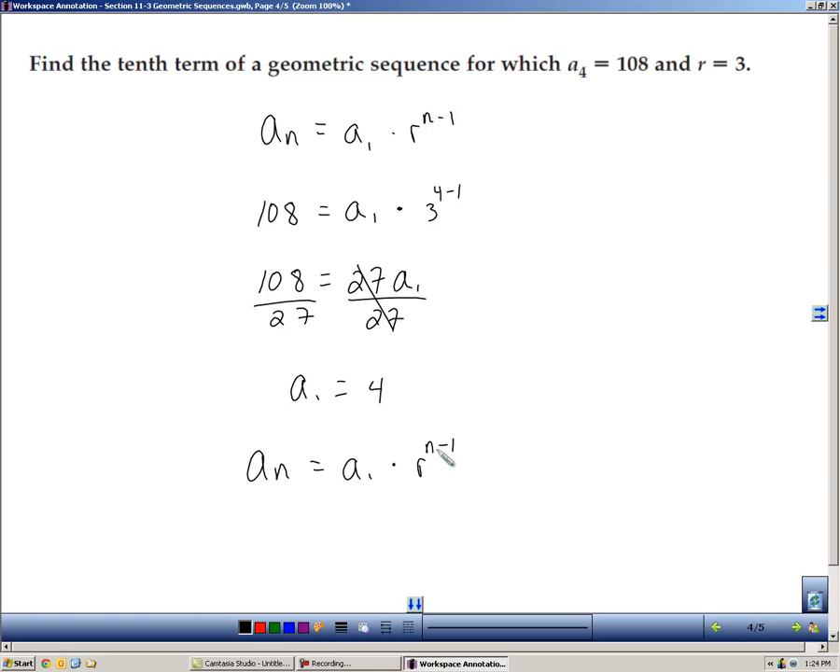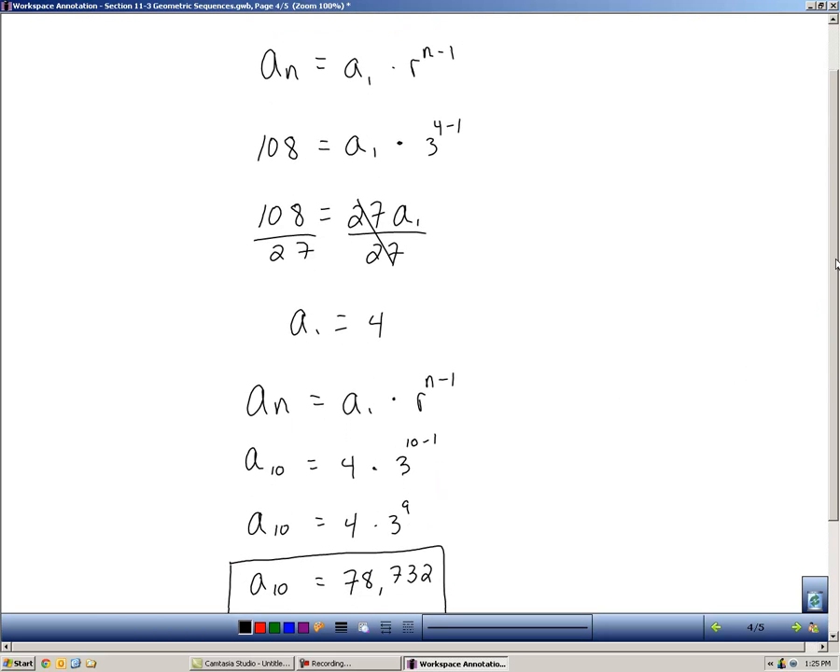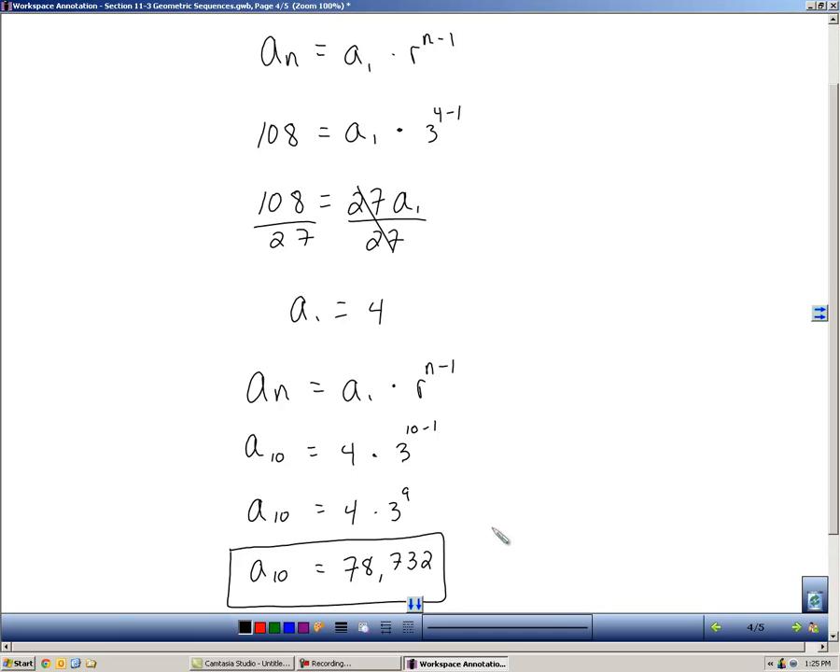So now I'm going to go back and use my formula again, but this time I know what a sub 1 is, so I can find the nth term. I can find that a sub 10 equals 4 times the ratio of 3 to the 10 minus 1 power. So 3 to the 9th power times 4 is 78,732, which means the 10th term in this geometric sequence is 78,732.